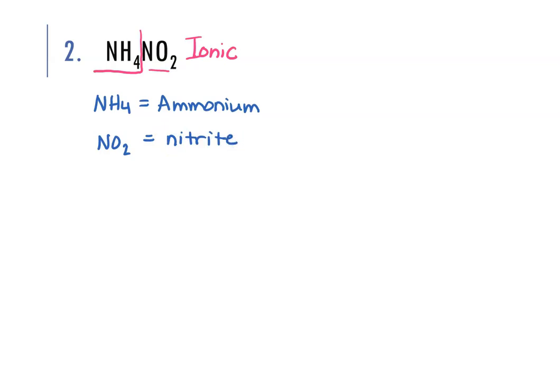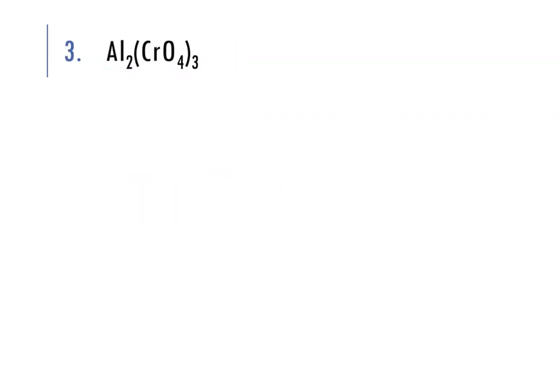Because it's a polyatomic ion, I'm not going to change the ending. I leave it just the way it is. The only time I change the ending of a polyatomic ion is if it's in an acid. The name of my compound here is going to be ammonium nitrite. All right, let's look at the next one.